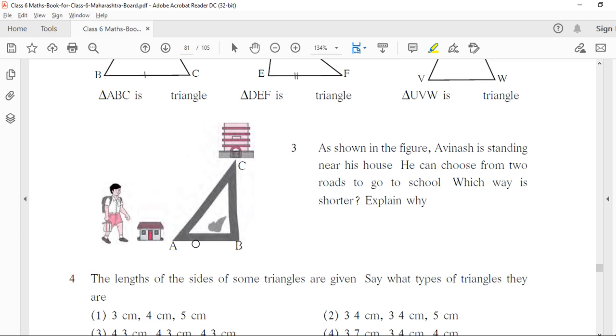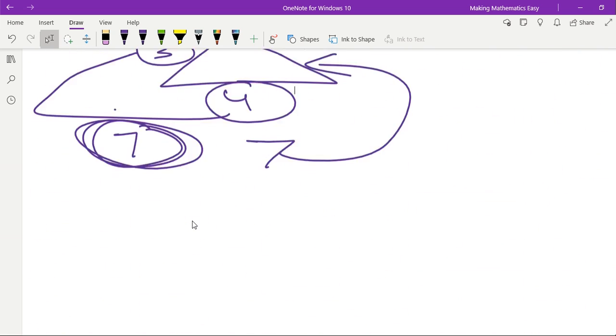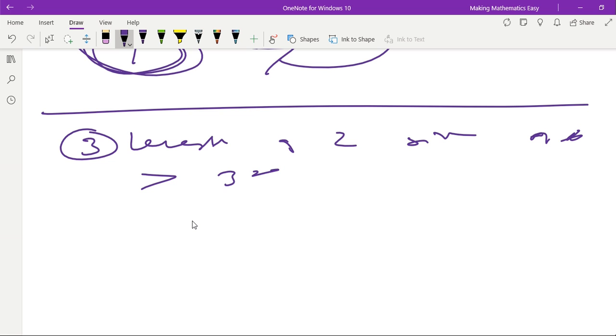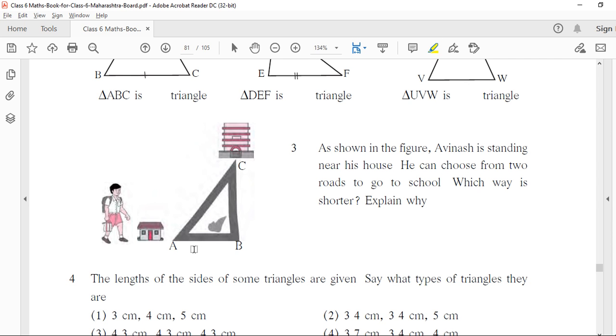Why? Because the length of any two sides of a triangle is always greater than the third side. Okay, so you need to mention over here that the length of AB and BC is greater than AC. Or else you can simply write the property: the length of two sides of a triangle is greater than the third side. So if he travels from here and then here, that will be a longer distance for him to travel. So this way is shorter.